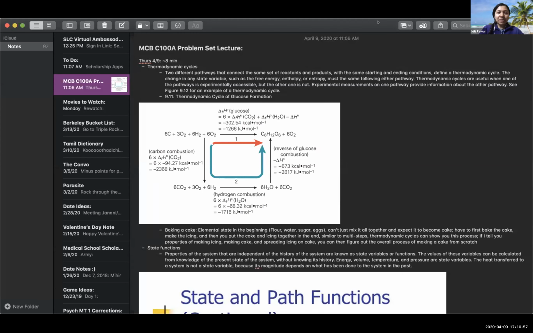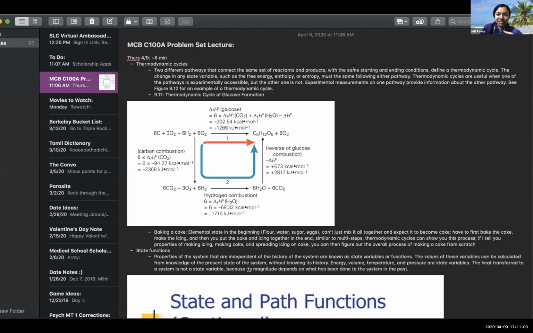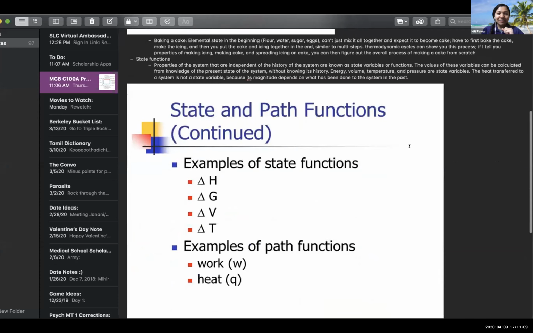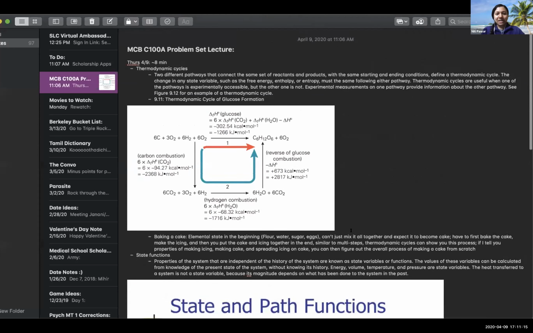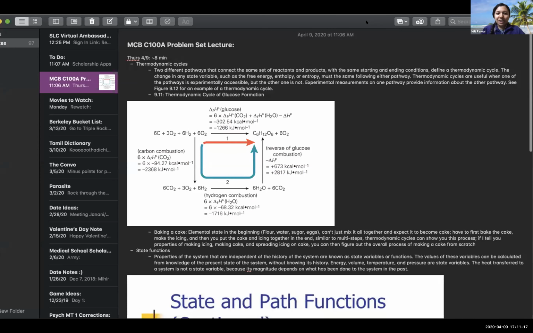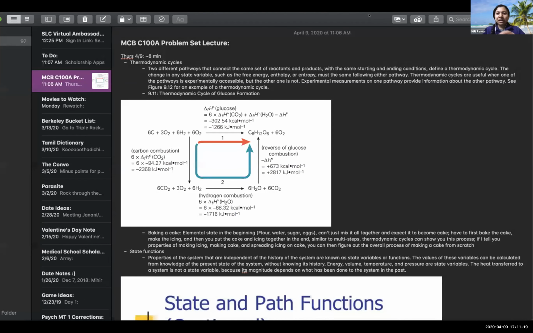Some of the concepts that this problem entails are thermodynamic cycles, state functions, the standard state definition, and the free energy of formation and how it relates to equilibrium. To start with the first one, a thermodynamic cycle breaks down a reaction. For example, in this picture, this one specifically is for the glucose formation.